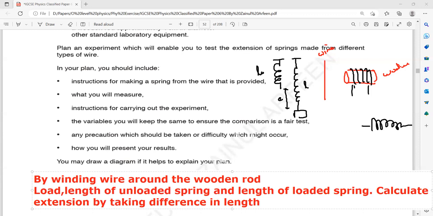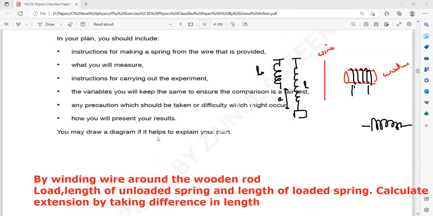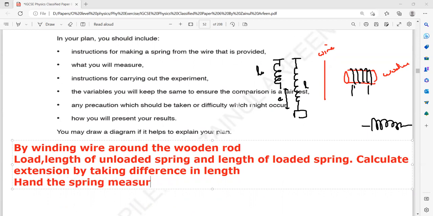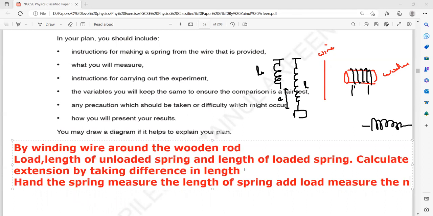Yes, sir, clear. Then instructions for carrying out the experiment, like how this experiment can be done. So the procedure for this experiment: we will hang the spring, and we will measure the length of the spring. Then we will add load, and measure the new length.